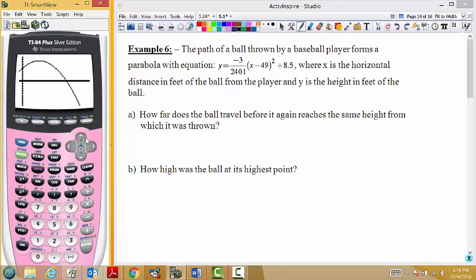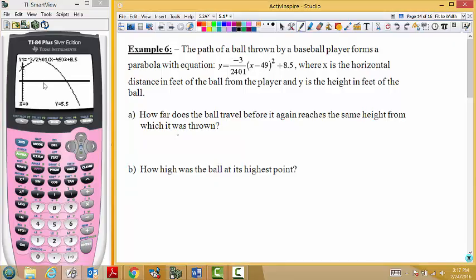So how far does the ball travel before it again reaches the same height from which it was thrown? Well, how do we find the height from which it was thrown? When you threw it, picture it up right there. How high did we start? How do we find that value? We hit second, trace, and I want a value. A value when x is what? Well, x is 0 there because that's my starting point. When I started, it was 5.5 foot, which should make sense. So it was 5.5 foot to begin with.